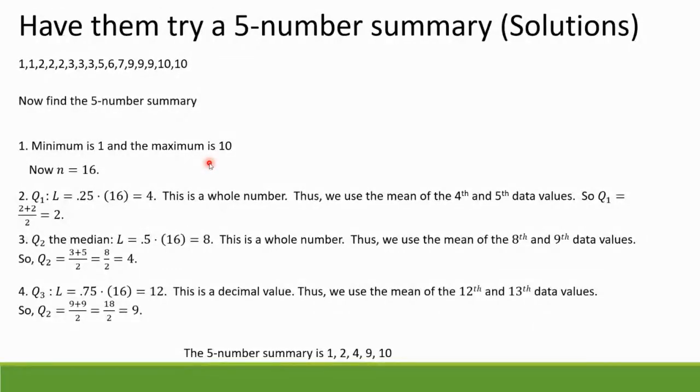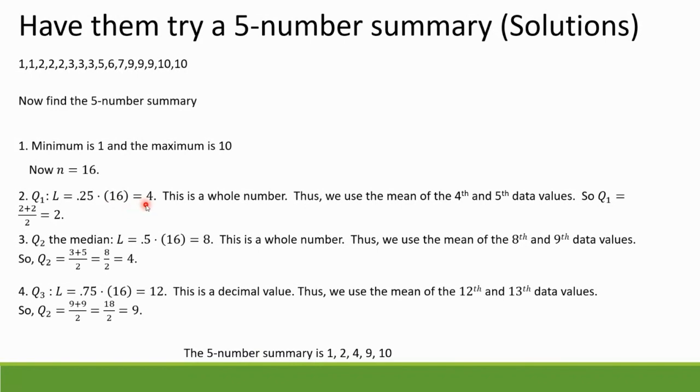There are 16 data values here, right? 16 data values. So let's find the quartiles. We have L, which is 0.25 times our N. N is the number of data values, which is 16 here. And of course, 0.25 times 16, direct calculation, is just 4. That's just what we get.